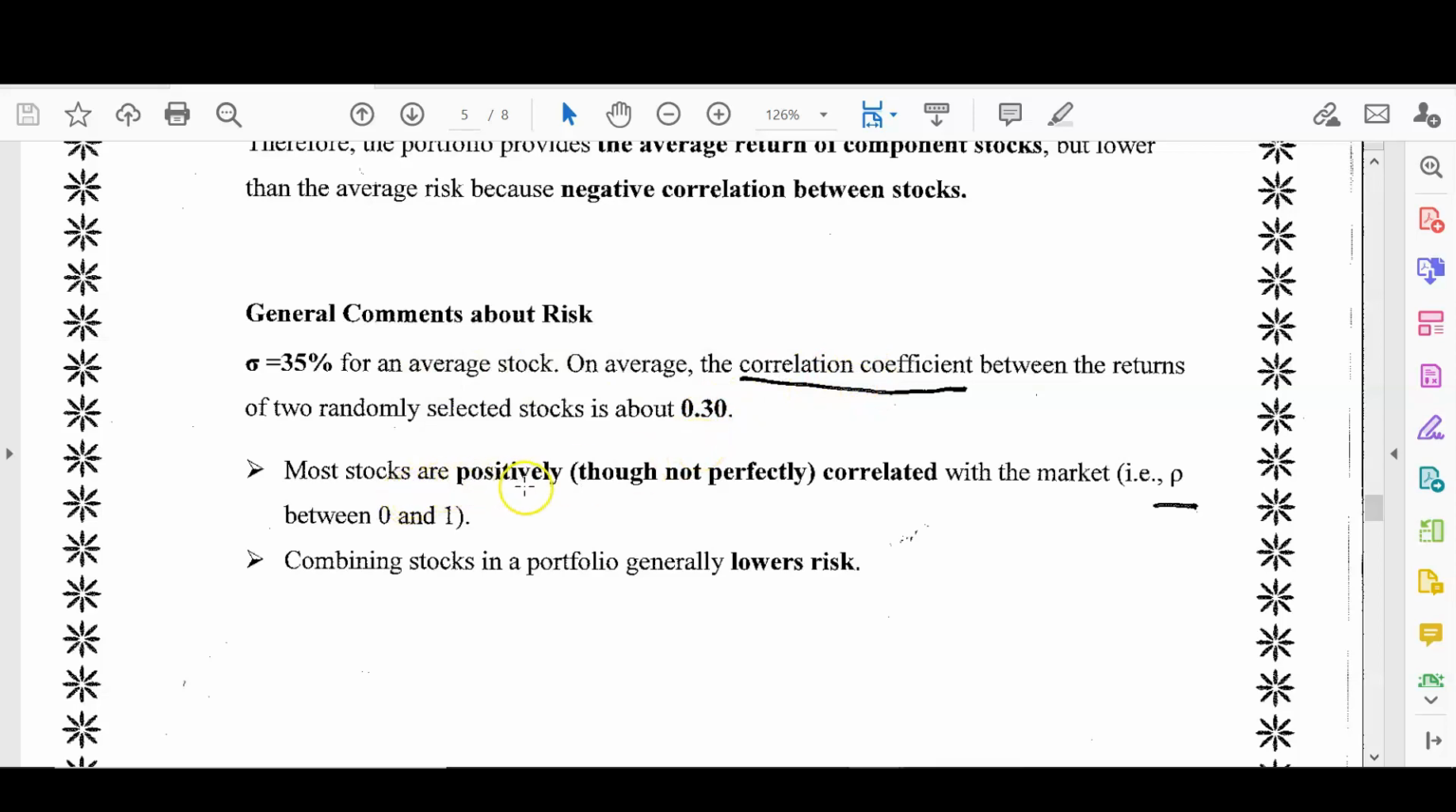Most stocks are positively, though not perfectly, correlated with the market, rho between 0 and 1. Combining stocks in a portfolio generally lowers risk. So using a portfolio is a very good way to do risk diversification.